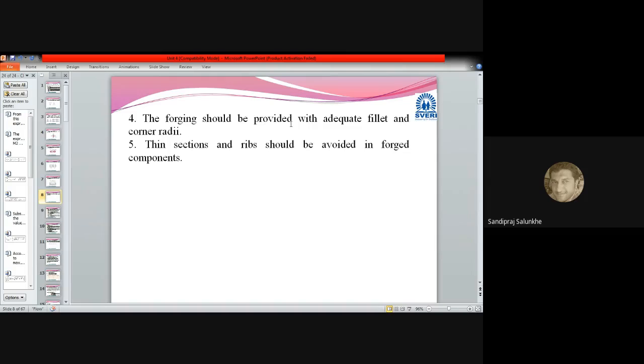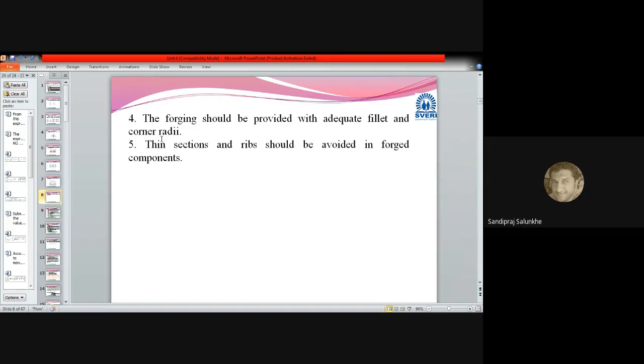The forging should be provided with adequate fillet and corner radius. That means here also we have to avoid sharp corners. That fillet radius has to be provided. Then thin sections and ribs should be avoided for the forged component.